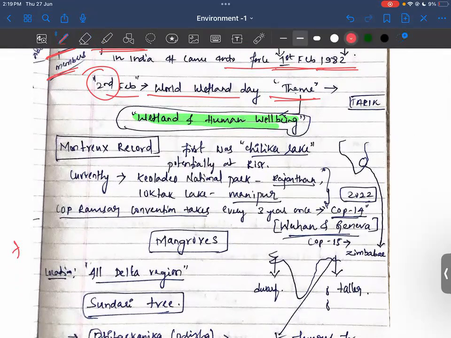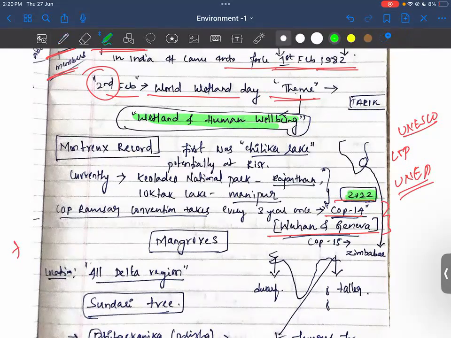So we have a convention like the COP convention for UNESCO and UNEP. In the same way, we have the Ramsar Convention. Every 3 years this convention takes place, and the recent one was in 2022 in Wuhan and Geneva. In 2022 there was a COVID outbreak, and China was the center of that outbreak, so the world leaders cancelled the venue and shifted to Geneva, and it was conducted in hybrid mode.